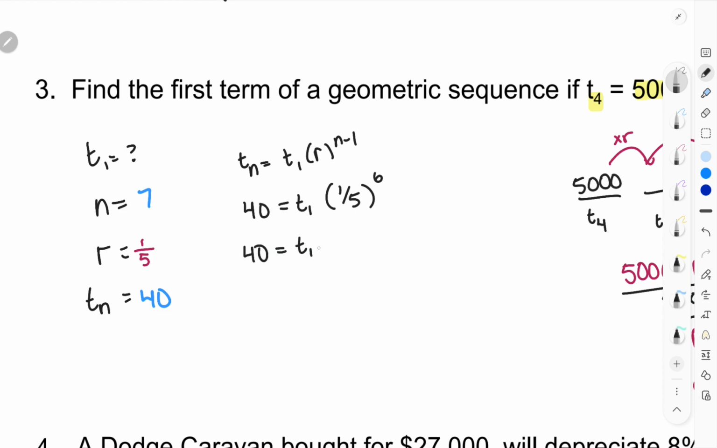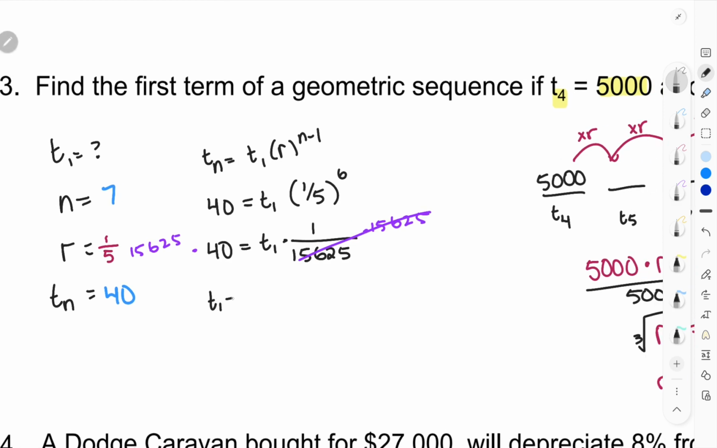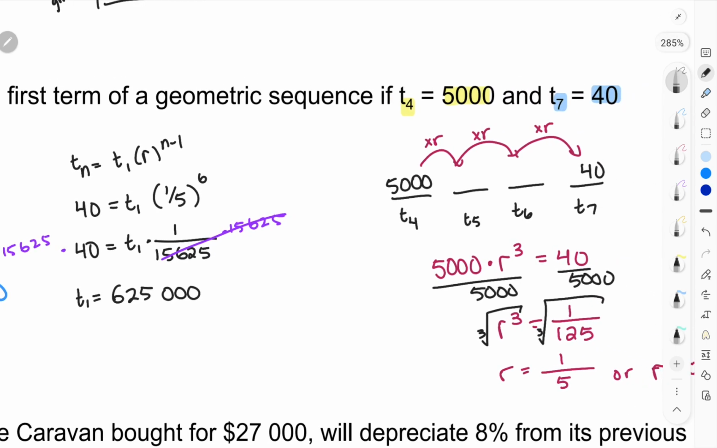So 40 is T1 times 5 to the power of 6, which is 15,625. So this is 1 over 15,625. If I multiply both sides by that, it isolates T1. So I'm going to multiply 40 by 15,625, and I get a T1 value of 625,000.